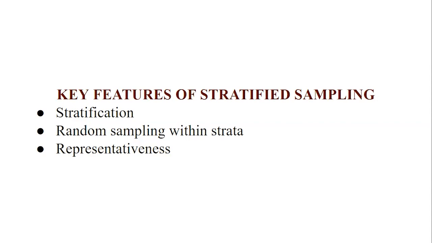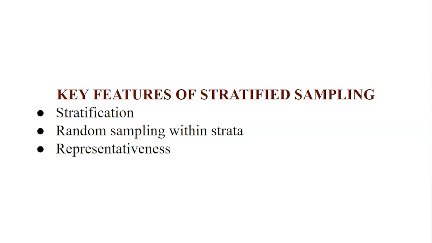And these strata are defined based on specific characteristics, such as age or gender or income level or geographical location. So basically, the population is divided into mutually exclusive and homogeneous subgroups based on some specific characteristics. Then random sampling within the strata.